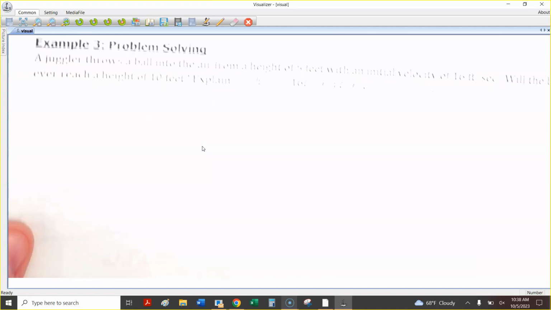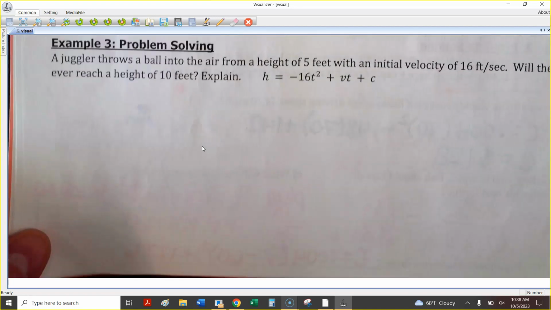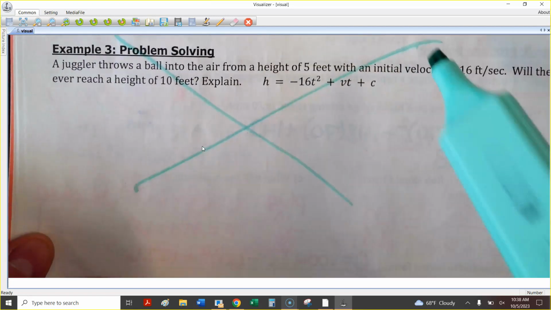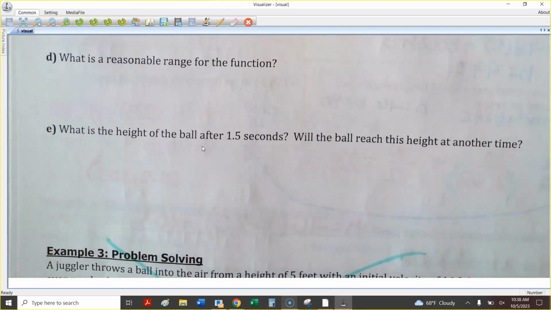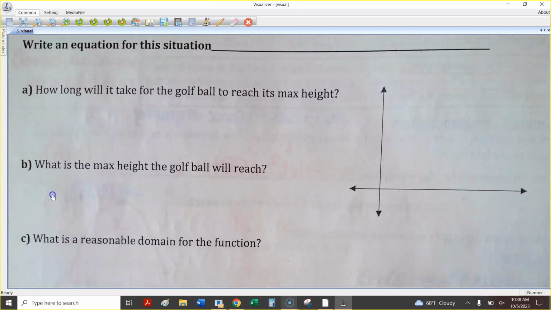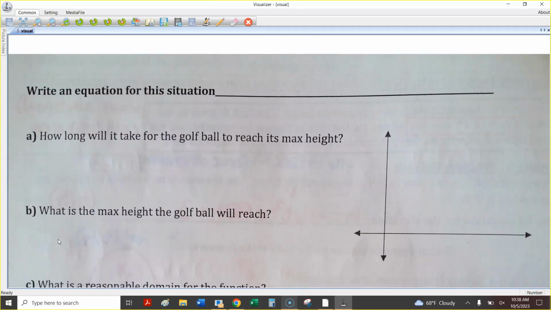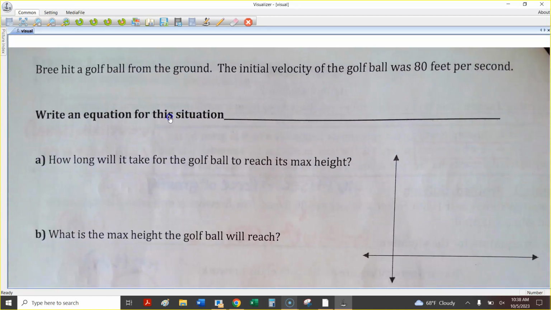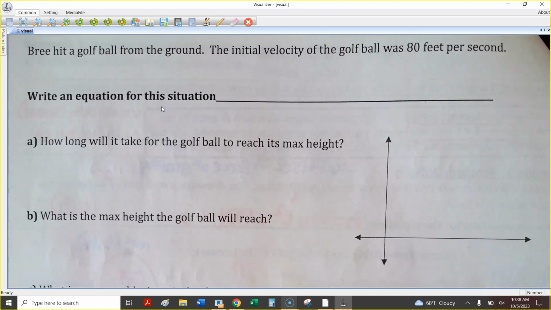All right, on the back of the notes, I'm just going to do this one problem with you at the top. So we'll skip example 3. I'm going to cross a problem off the homework as well, but I do want to go through this question because it asks some really good information about the graph. Okay, it says Bree hit a golf ball from the ground.